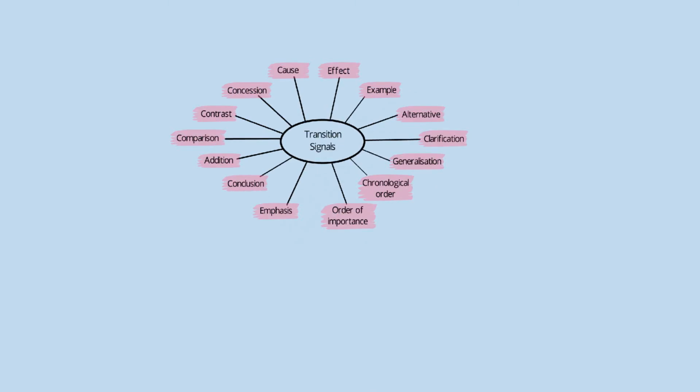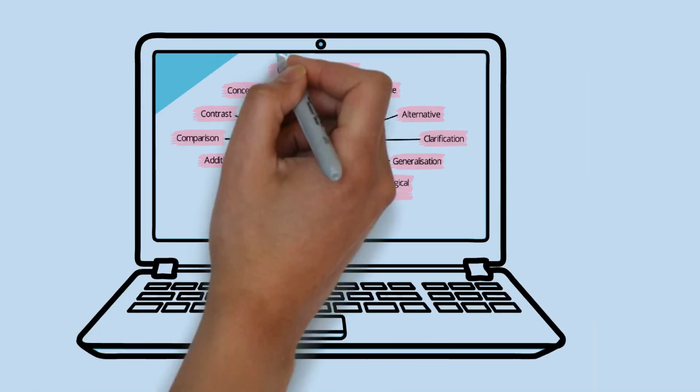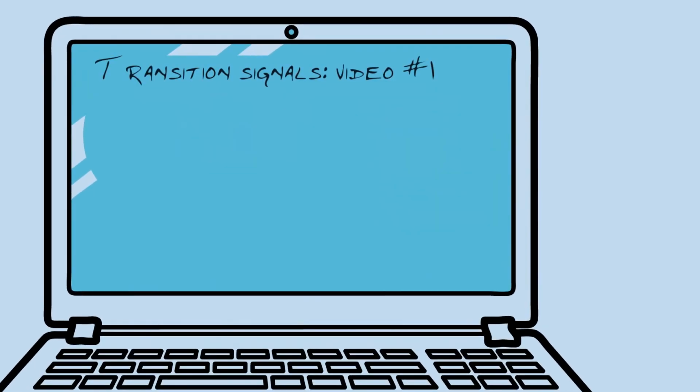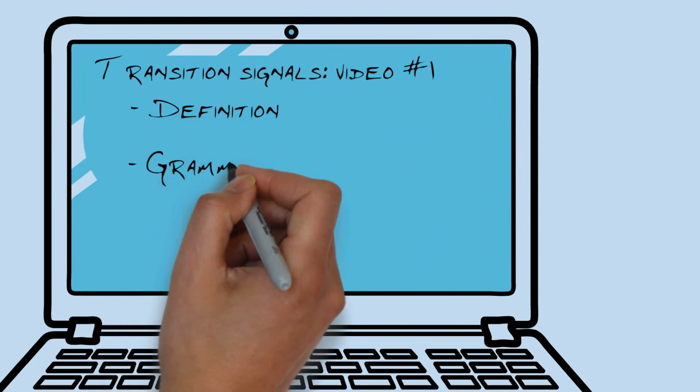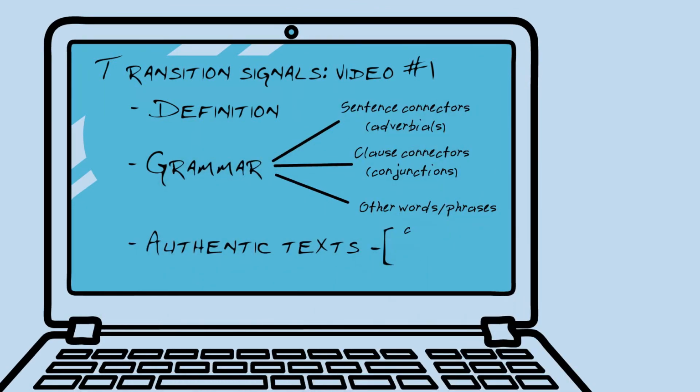So those are the different types of transition signal according to function. If you haven't done so already, remember to check out the first video, which gave a more detailed definition of transition signals and looked more closely at the grammar of transition signals, as well as showing how to study transition signals in authentic texts using a concordancer and a highlighter.